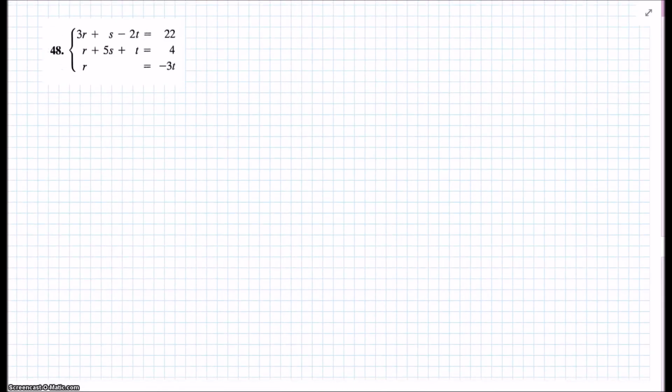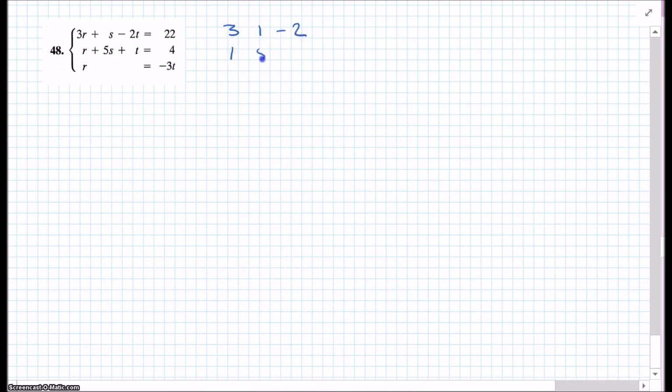First thing, let's set up our coefficient matrix. 3, 1, negative 2, 1, 5, 1, 1, 0. Okay, let's look at this. So this is really r plus 3t equals 0. So my t coefficient is 3. Remember I told you a long time ago that has to be set up right.